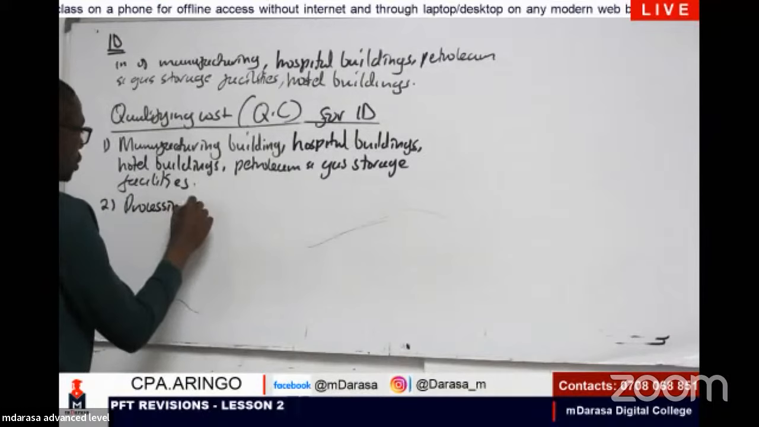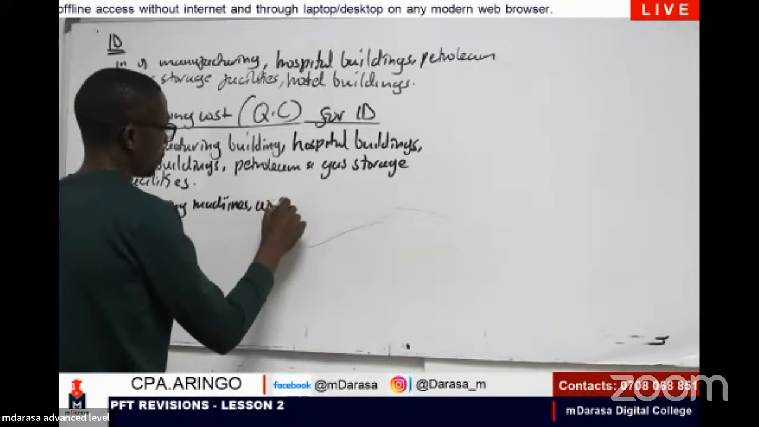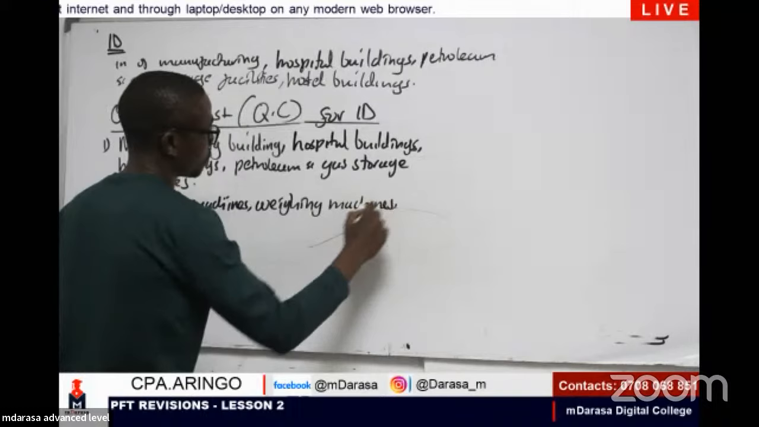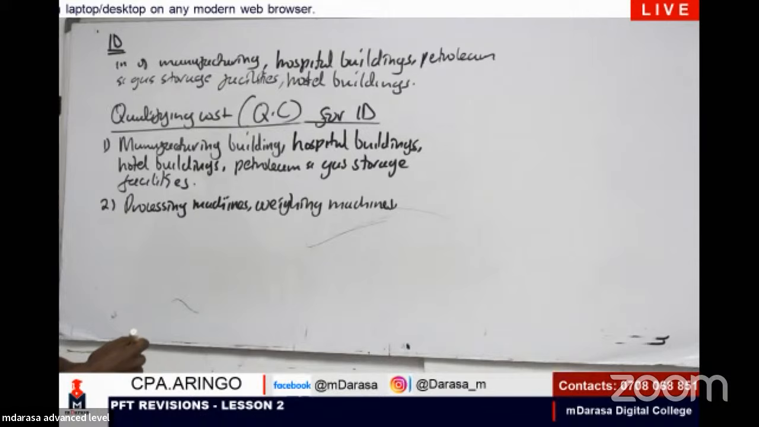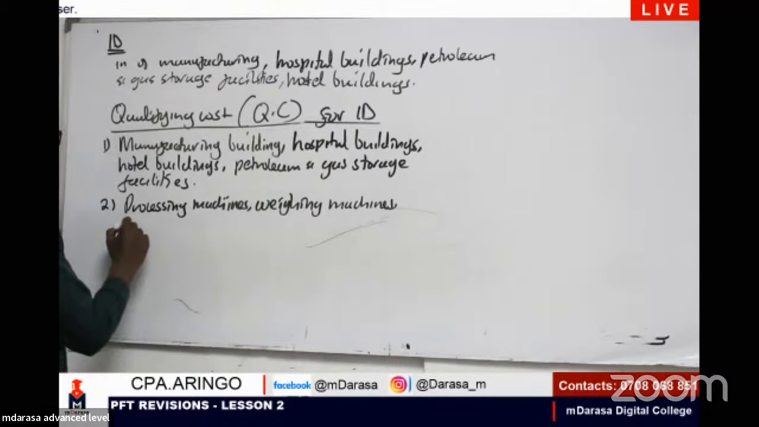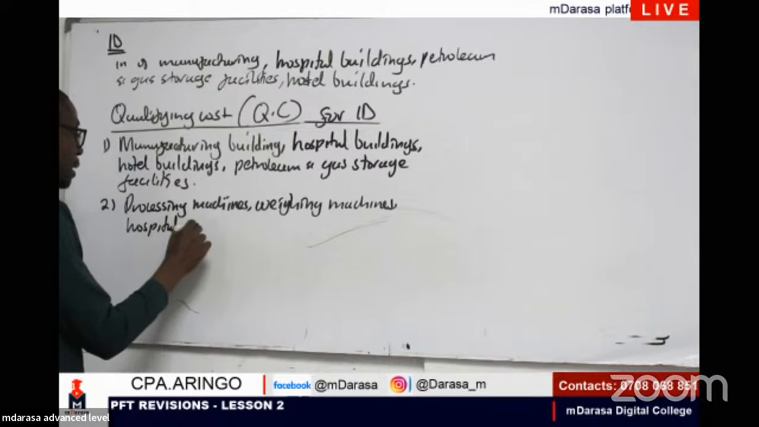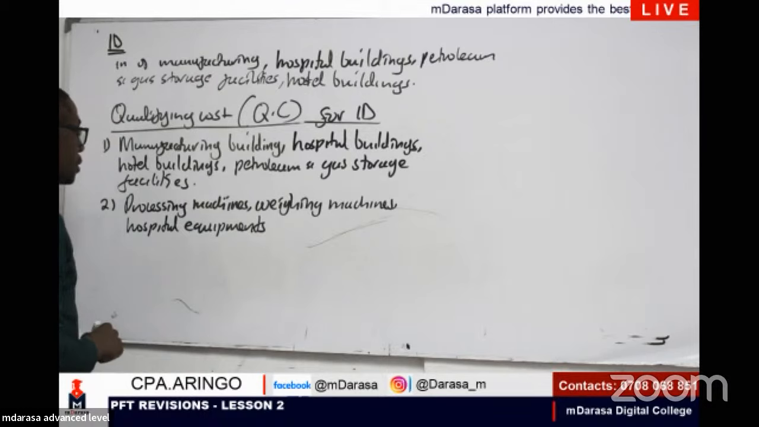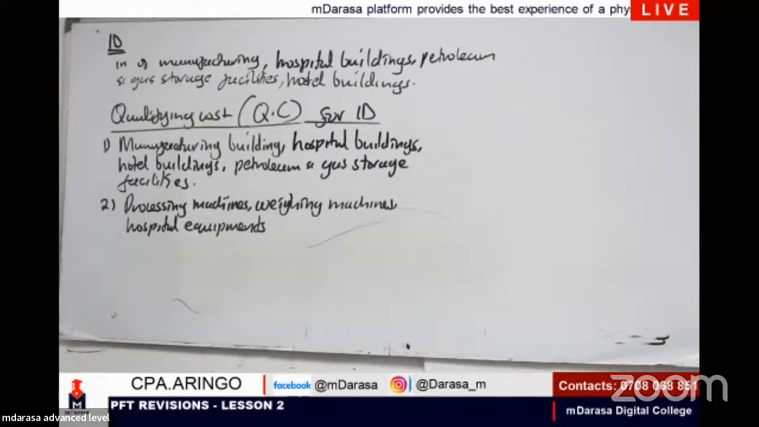Talk about weighing machines. Any machine that is used in manufacturing, where you are talking of processing, weighing machines, and other machines that fall under the hospital, like hospital equipments. They are under ID. So the cost of processing machines, weighing machines, hospital machines, and any other machinery that is used directly in manufacturing.